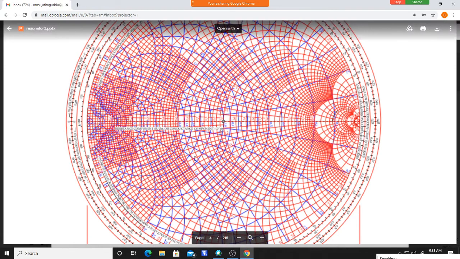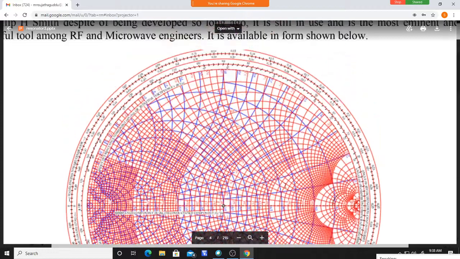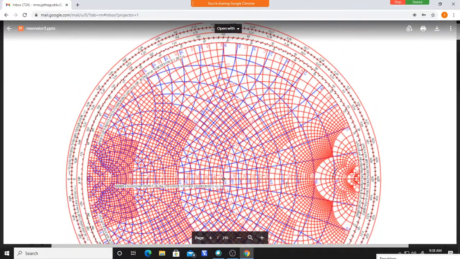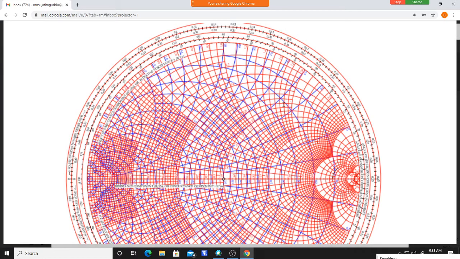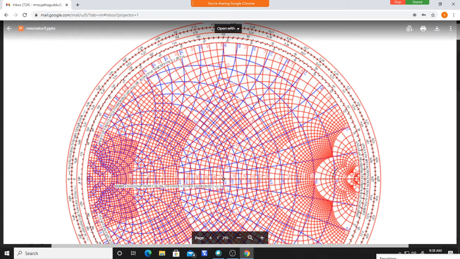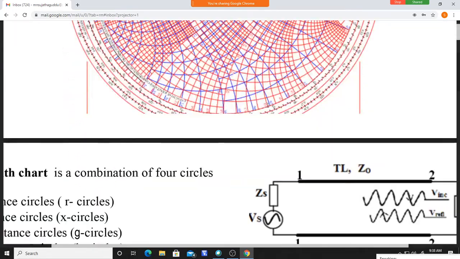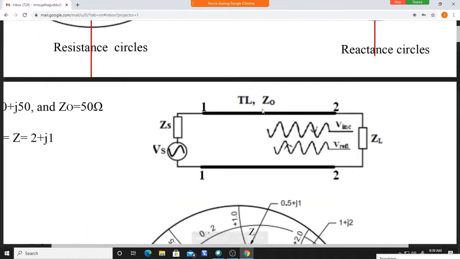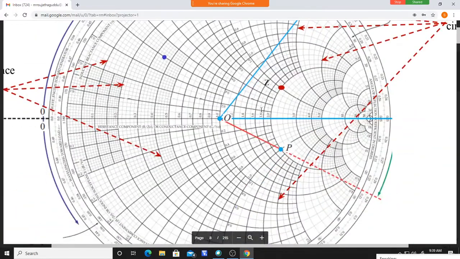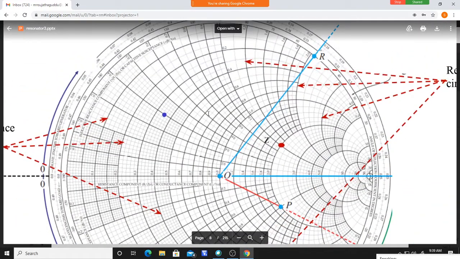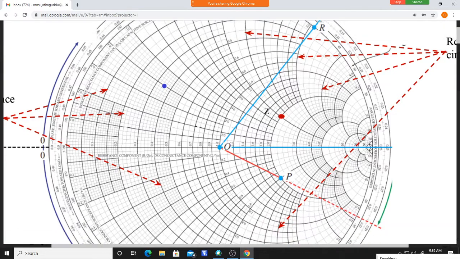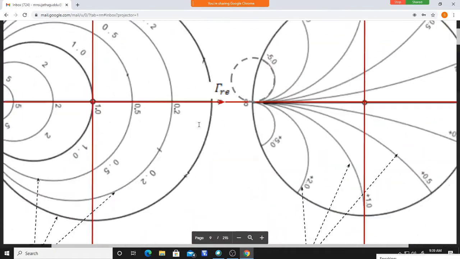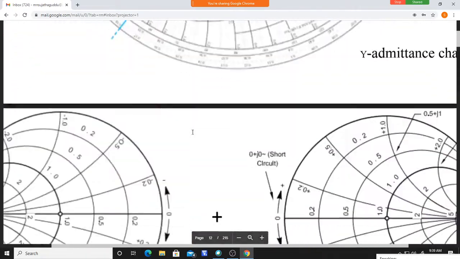So here, in the impedance matching network, we are using this ZY Smith chart. It's a combination of four circles: resistance circle, reactance circle, conductance circle, and susceptance circle. Also, we know how to get the impedance, resistance values, and reactance values.